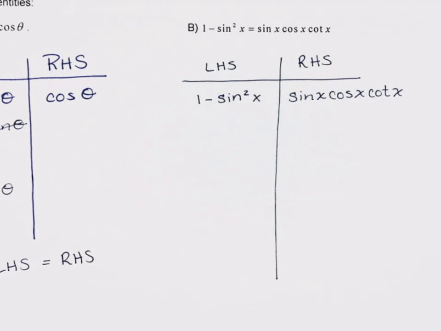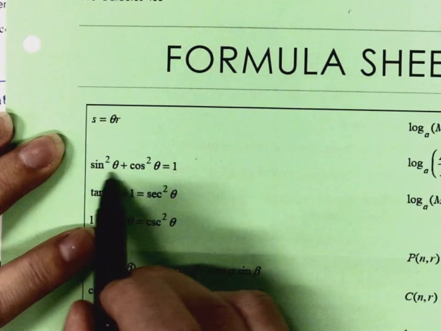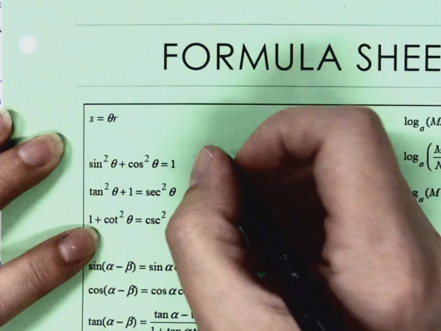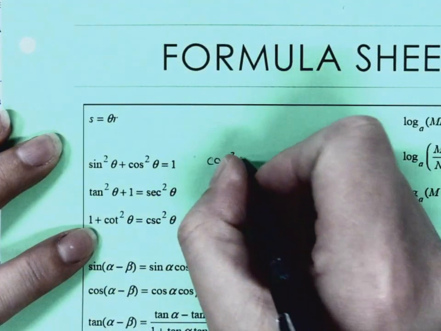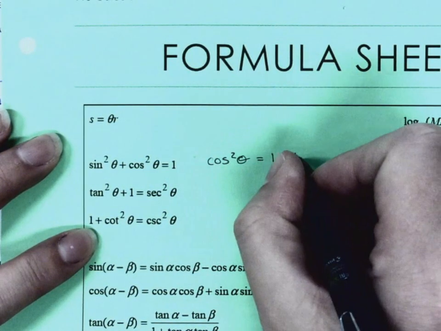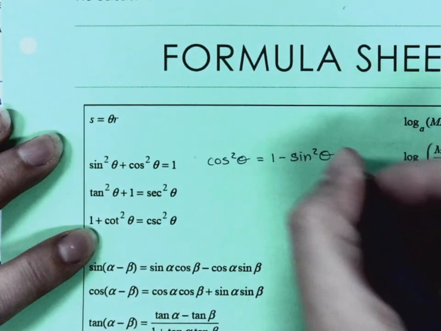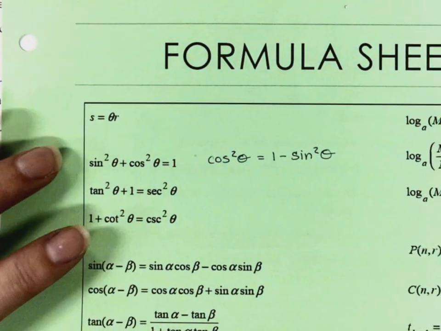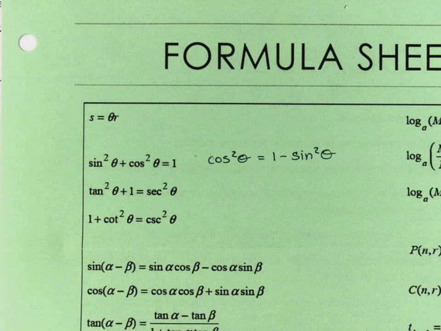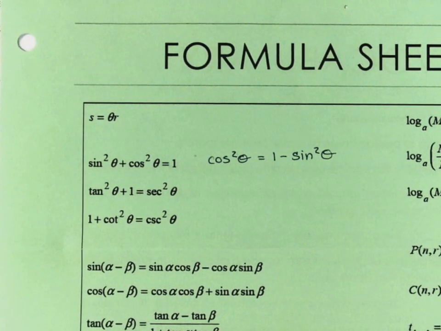Left? Okay, what are we going to do on the left? Does anybody know what that is right off the top of their head? That's your Pythagorean identity. That's this one, but it's rearranged. So we have cos squared theta equals 1 minus sine squared theta. We have that in our notes somewhere for 6.1.